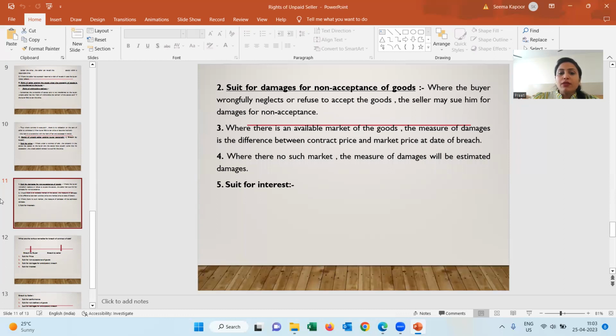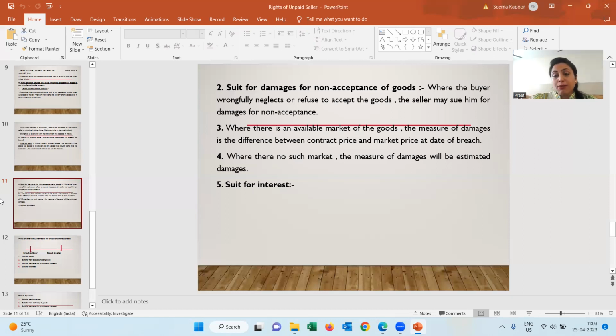Third category, where there is an available market for the goods. Obviously, अब हमें damages तो measure करने ही पड़ेंगे, और अगर damages measure करने के लिए कोई market है, तो उस केस में जिस प्राइस पे कॉन्ट्रैक्ट हुआ था, या सेकेंडली जो मार्केट प्राइस है ब्रीच ऑफ द डेट में, दोनों में जो डिफरेंस होगा, वो डिफरेंस बायर को सेलर को पे करना पड़ेगा. चौथा, अगर कोई मार्केट नहीं है, मतलब आप डैमेजेस मेजर नहीं कर सकते, तो उस केस में आप एस्टिमेटेड डैमेजेस लोगे. And the fifth category, suit for interest.